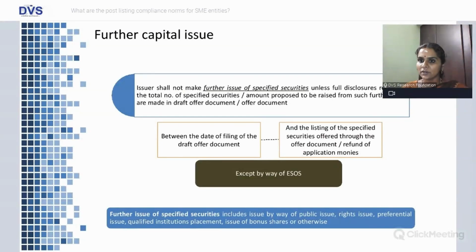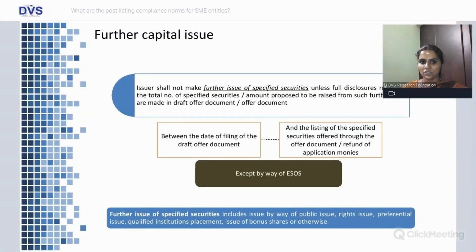So issuer shall not make any further issue unless specific disclosures are made regarding the total number of specified securities, the amount which is proposed to be raised through this further issue, and such full disclosure shall be made either in the draft of a document or the final of a document.